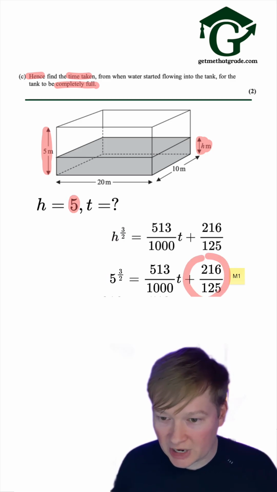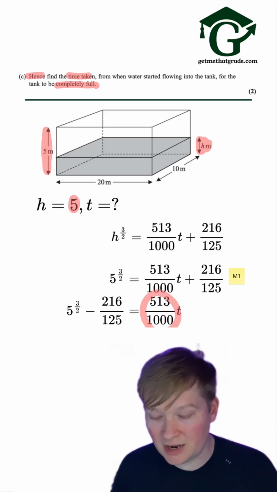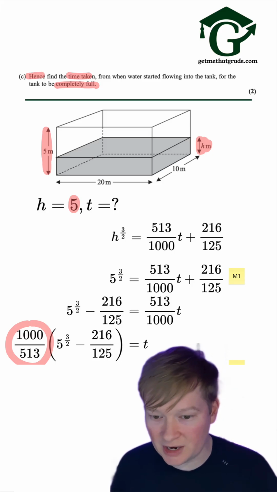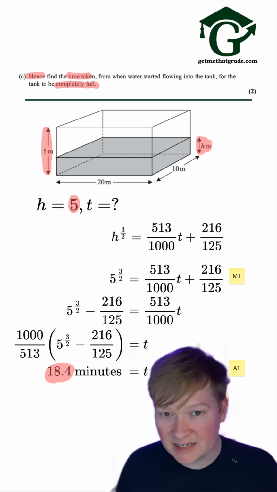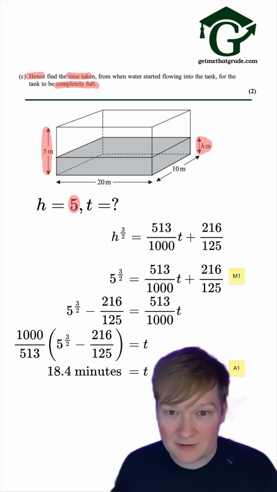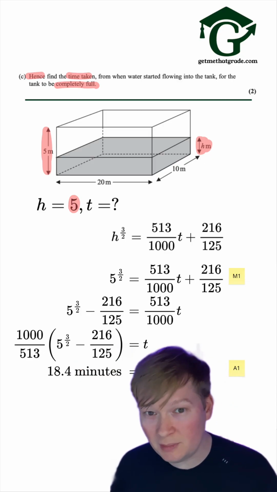We can then subtract this from both sides, and then we can multiply by the reciprocal of this fraction, flipping it upside down, multiplying on both sides to isolate t. If we put that into our calculator, we get 18.4. But be careful. To get this final mark, we need to give the units. Remember, the units of time in this question were minutes. If you forget to put that, you would lose the mark. Be careful.